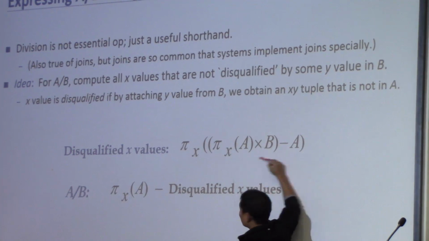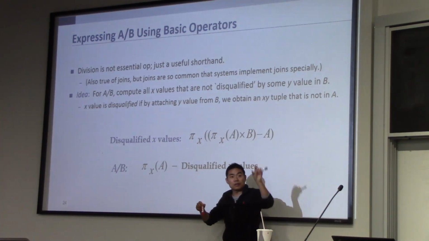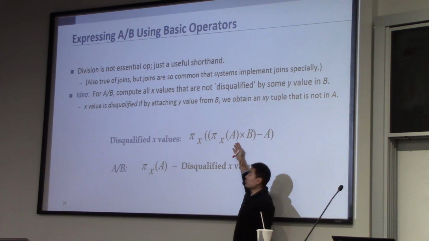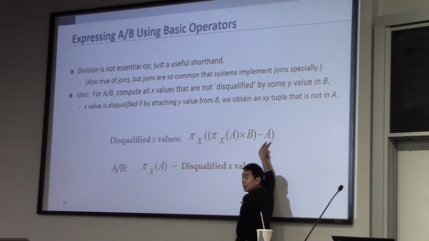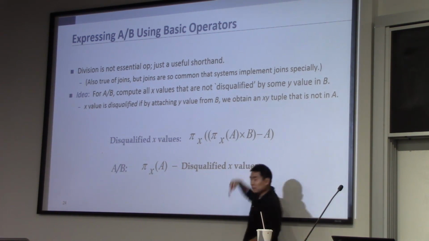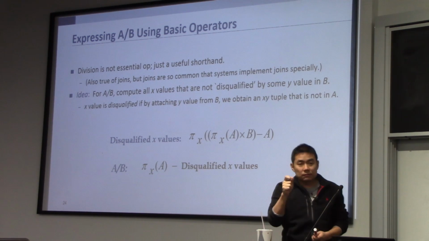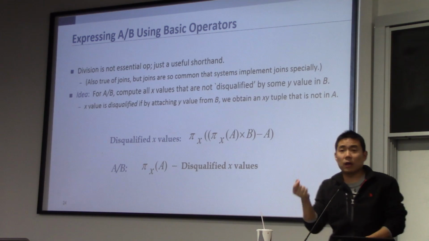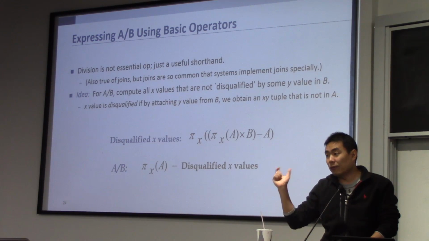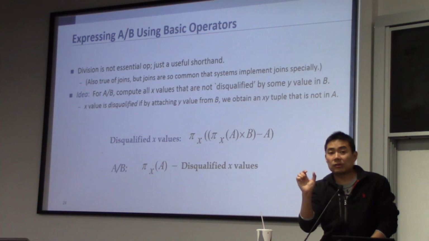Essentially, this gives you all the possible pairs between all such x values and every y value in B. But not all such pairs will exist in A, so you subtract away the instance of A from all possible combinations. What's left after this subtraction are those pairs that do not belong to the original instance of A, which means you find at least one y value from B such that those x values match up with that y and the pair does not appear in A.